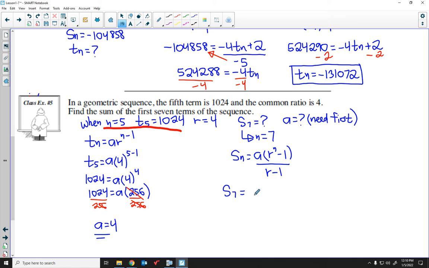And we want to figure out S7. So S7 would be equal to a, which is 4, multiplied by r, which is also 4, to the power of 7 minus 1. And then we're going to divide by 4 minus 1. And I'll put the numerator and denominator in their own set of brackets, just so I can get the order of operations correct. And then we'll go to the calculator and determine this.